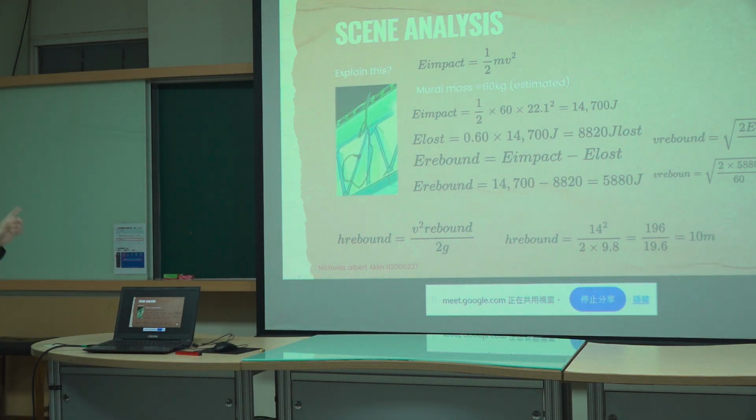And also this one, the scene shows this, which is actually just impossible. But if somehow this happened, this is the formula, and I use the energy impact and energy loss here to calculate the energy rebound. If we input everything and find the rebound height, it's about 10 meters, and that is the maximum height.